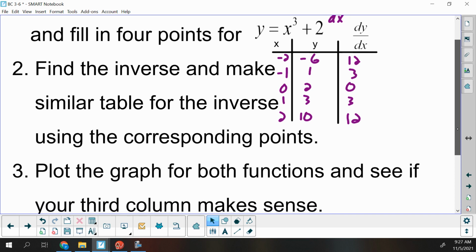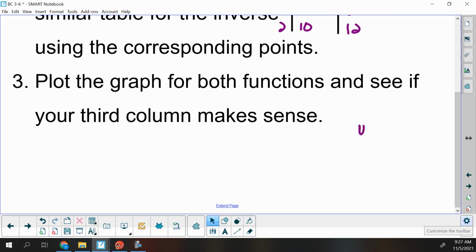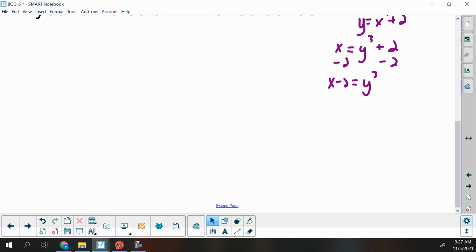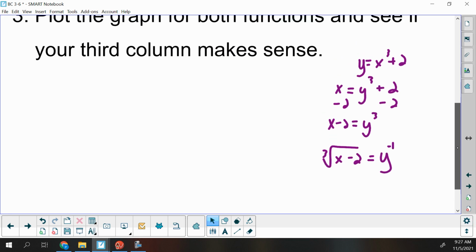So we're going to go ahead and take the inverse. I'm going to scroll down just so we have some room. Our inverse will switch x and y, so we'll have x equals y cubed plus 2. And then we'll work to get y by itself. We'll subtract 2 on both sides, and then when we take the cubed root of both sides, we'll have cubed root of x minus 2 is equal to y. And then in Algebra 2, you guys usually called it y inverse then, just to be clear that it wasn't the same as y.